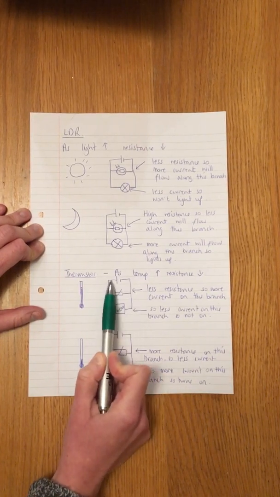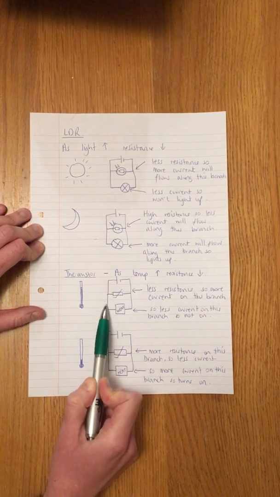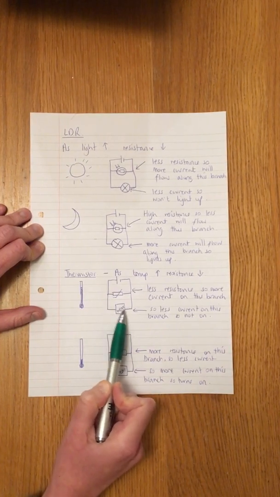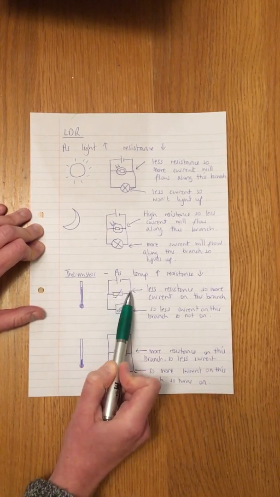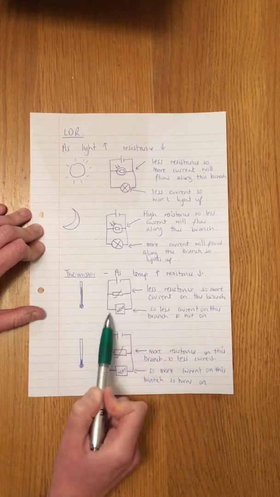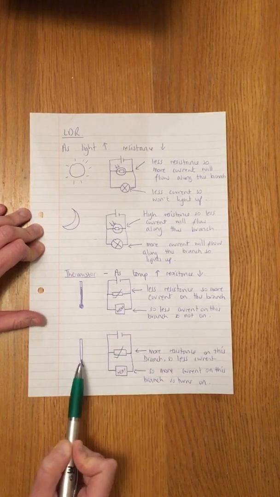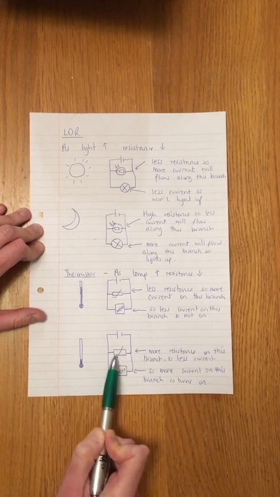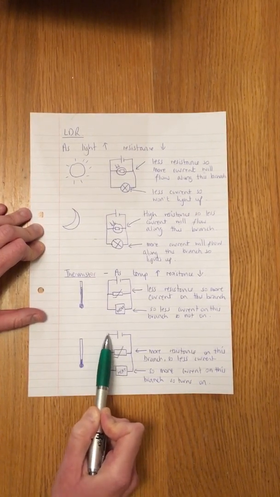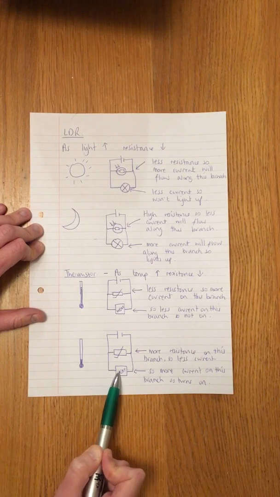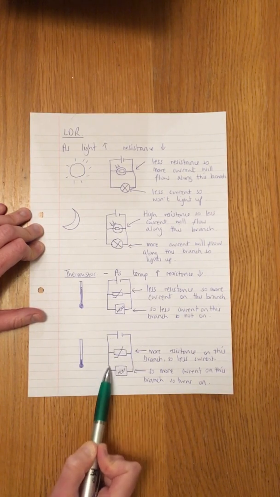That means that there's less electrons going through the heat source. So most electrons are going this way around, so less current going through here, so the heater will be off. If it's colder, this has a higher resistance. So this time the electrons find it easier to go through this path. Because they're going through this path, they're going through the heater, so it turns the heating on.